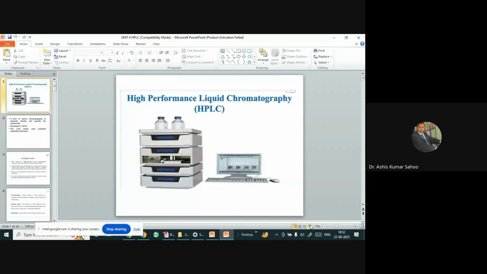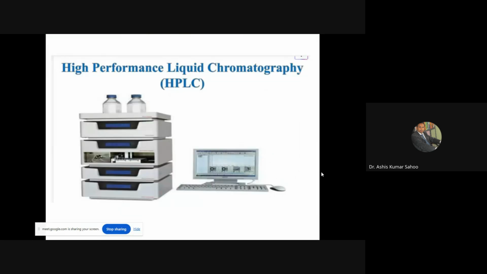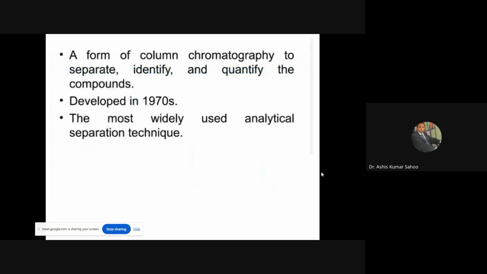So the next unit is HPLC. HPLC is nothing but high performance liquid chromatography. So this is a very advanced liquid chromatography. So what are the instruments around this? Let's discuss. It is a form of column chromatography to separate, identify, and quantify compounds, developed in 1970.